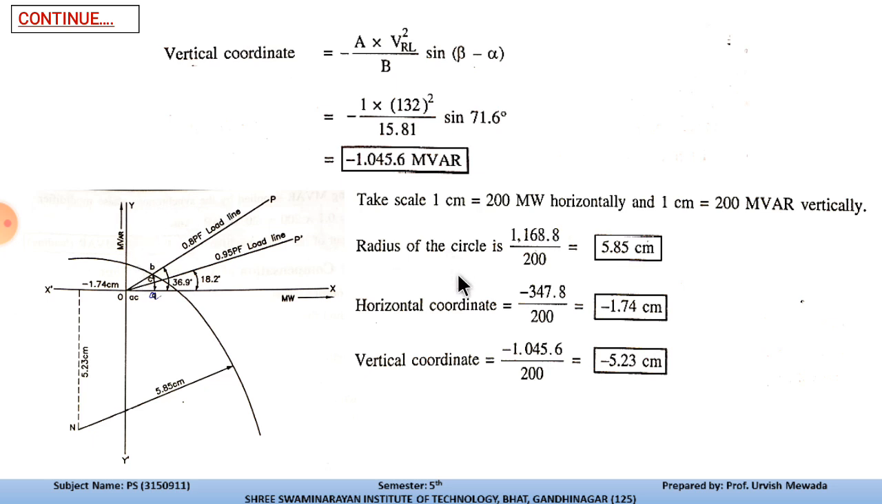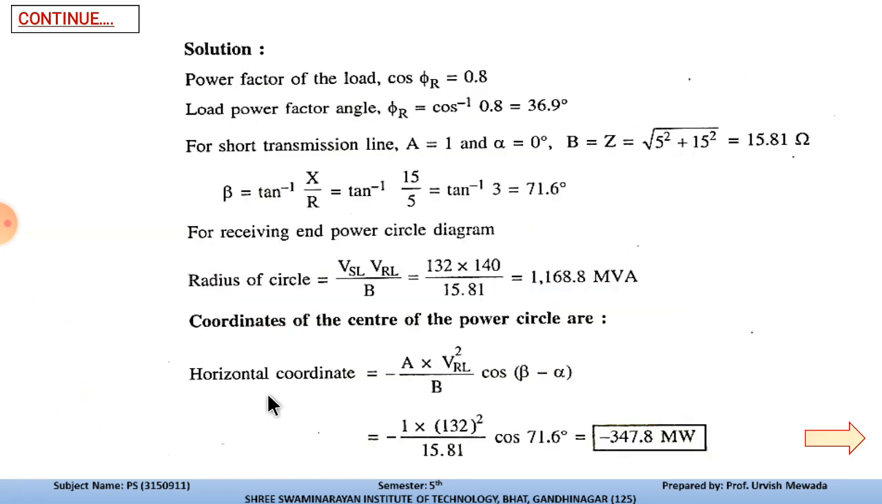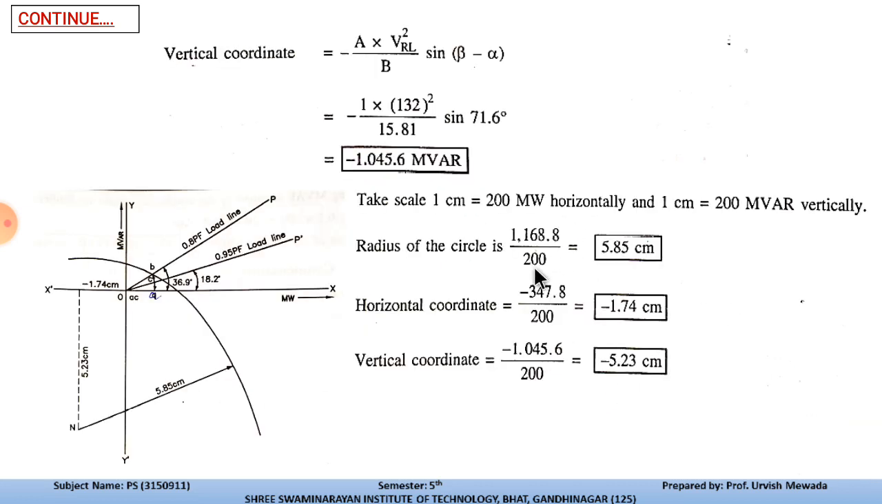Then the radius of the circle that we derived over here is 1168.8, divided by 200, so the radius of the circle will be 5.85 centimeters. So from center N we are drawing this line of 5.85 centimeters, and the horizontal coordinate is 347.8 divided by 200, so 1.74 centimeters. So from this origin to this point is 1.74 centimeters.